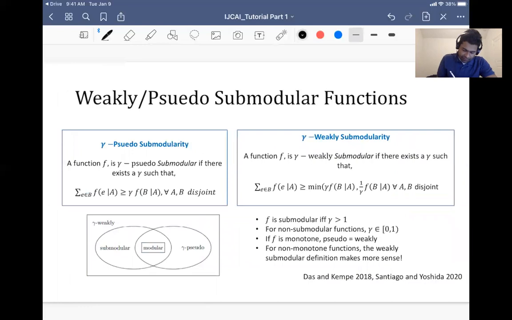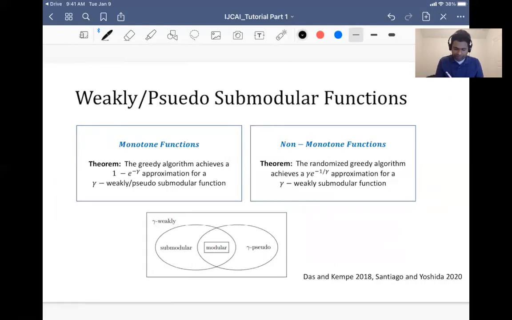So you have gamma weakly submodular, and then you have submodular, modular, and gamma pseudo submodular. If gamma is greater than 1, f is submodular. For non-submodular functions, gamma is between 0 and 1. And if f is monotone, then pseudo and weakly submodular are the same. But for non-monotone functions, the weakly submodular notion actually makes sense. There have been quite a few papers that have studied this notion of gamma weakly submodular functions.